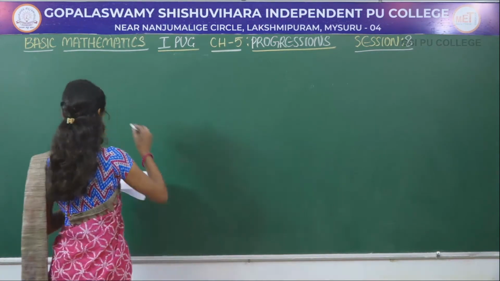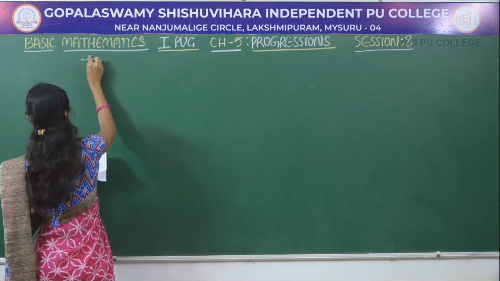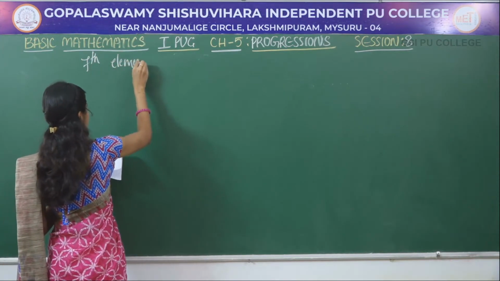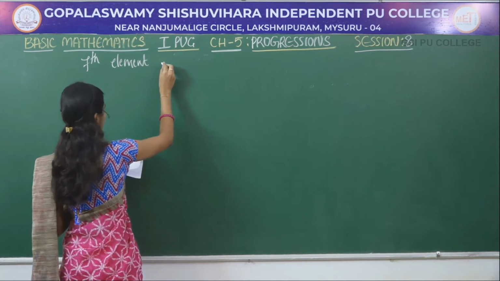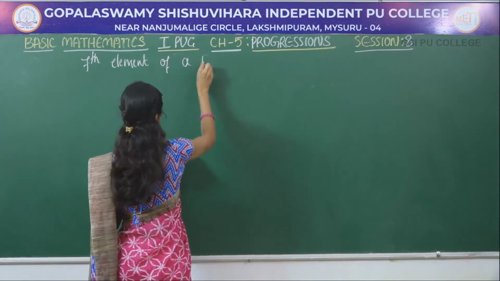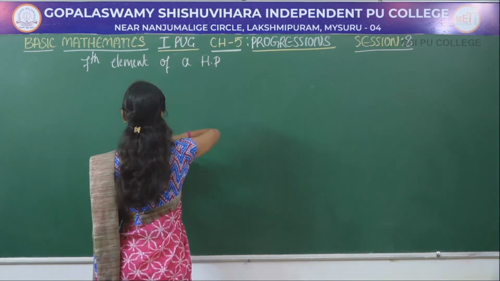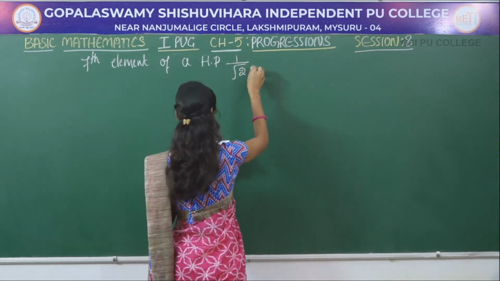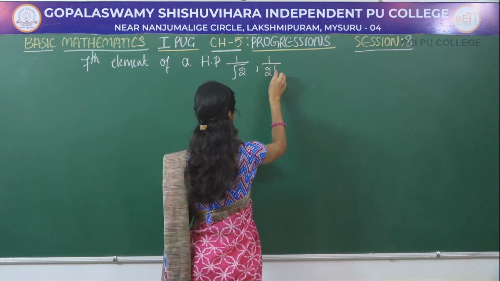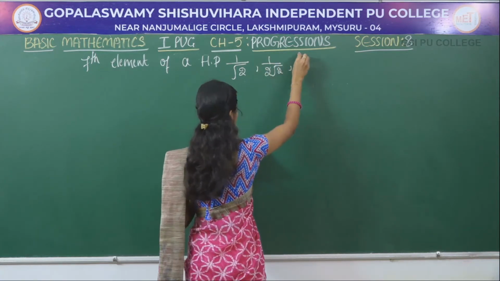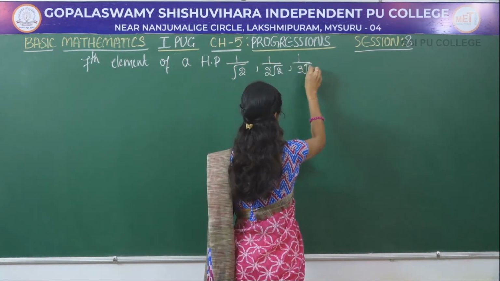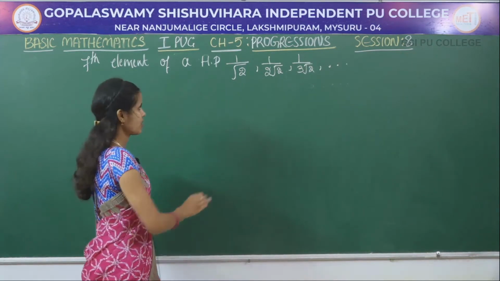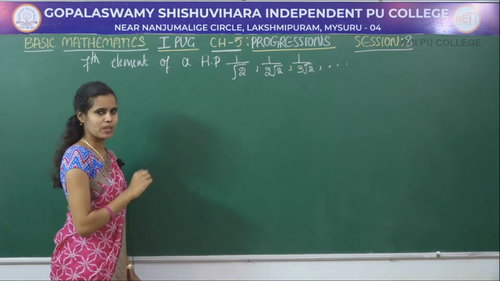So next problem, find the 7th element of a HP. The 7th element of HP: 1 by root 2, 1 by 2 root 2, 1 by 3 root 2, etc. So first convert this sequence into AP.